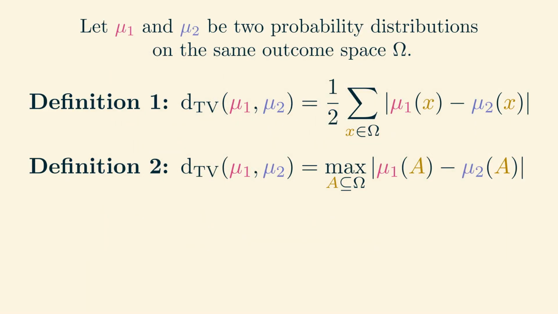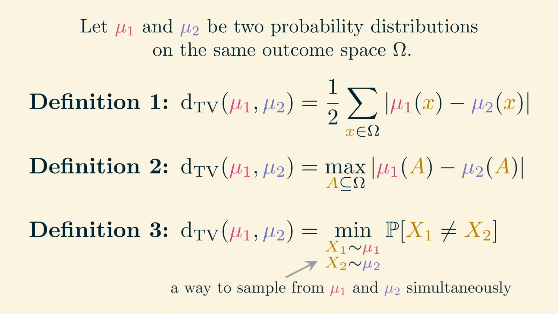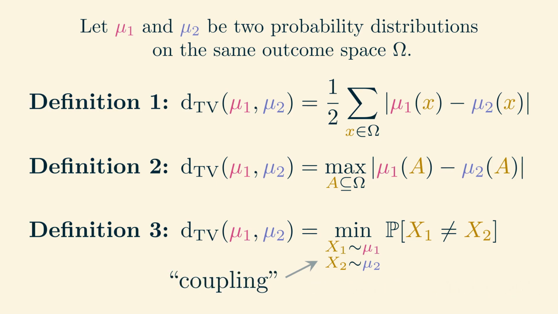Now, the total variation distance is equal to the minimum over all possible random variables x1 and x2, which have the distributions mu1 and mu2 respectively, of the probability that x1 is not equal to x2. This is a bit subtle, but the pair of random variables should be thought of as a way to sample from the two distributions simultaneously, although not necessarily independently. This is also called a coupling of the two distributions. Since this definition is probably the most confusing, and it's also the one we'll use the most, let's work through an example to see what's going on.